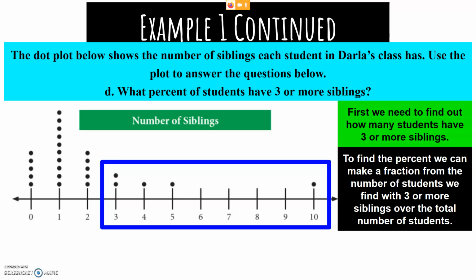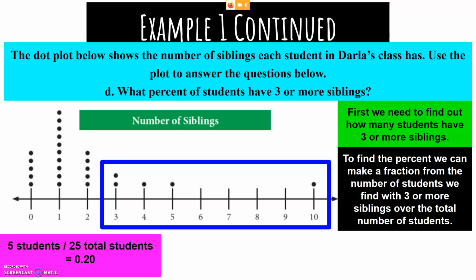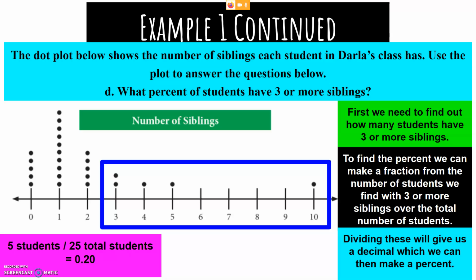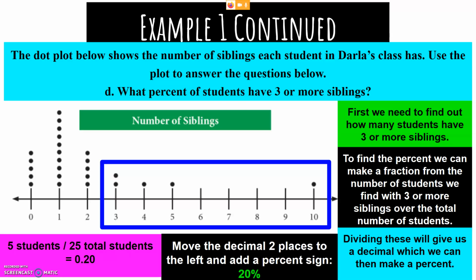To find a percent, we can make a fraction from the number of students with 3 or more siblings over the total number of students. So we'll make a fraction, 5 over 25. Then we can divide that to get a decimal with which we can make a percent. We have our decimal, 2/10 or 20/100ths, which we know, there's a typo here in this slide, we can move the decimal 2 places to the right, not left, and add a percent sign to find 20%. So 20% of the students have 3 or more siblings.